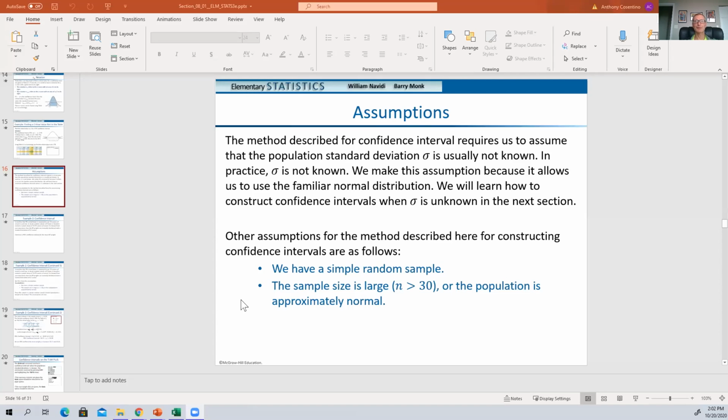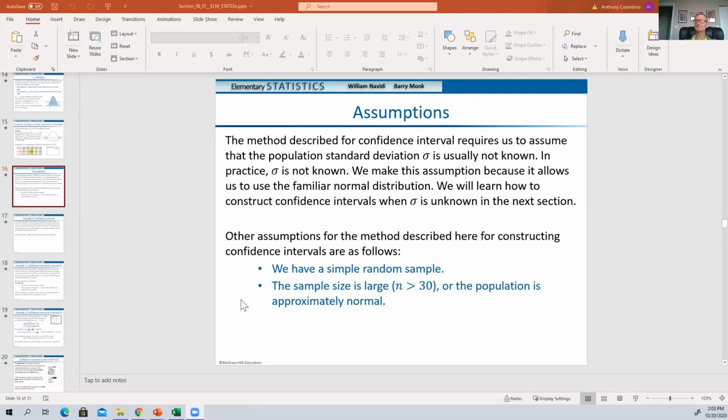Hello, class. Continuing section 8.1, the idea of confidence intervals. Let's do another example or two. So let me pull up some more slides from the book. And again, the book does a good job on this section. So if you are confused and the lectures are a little fuzzy, the book might help as well.